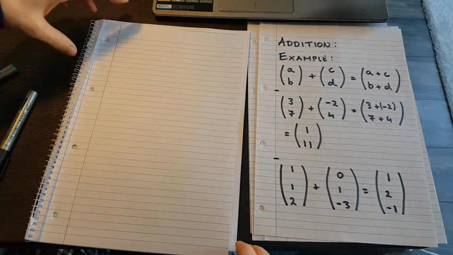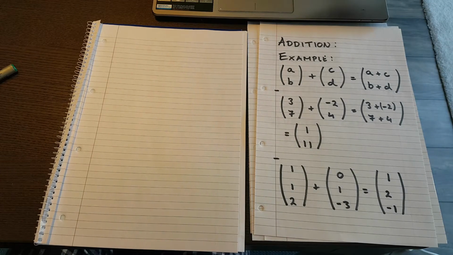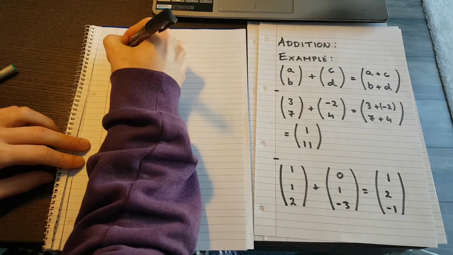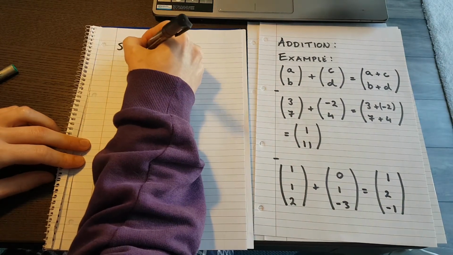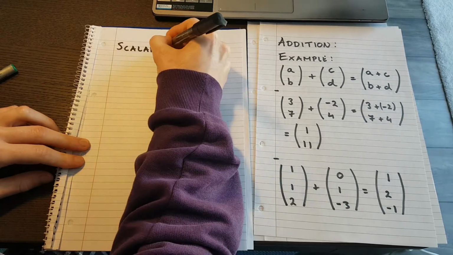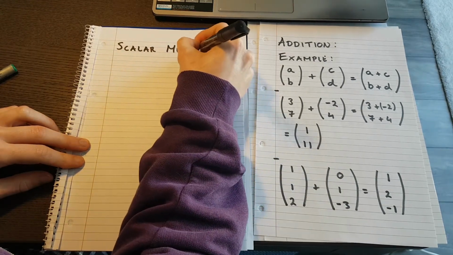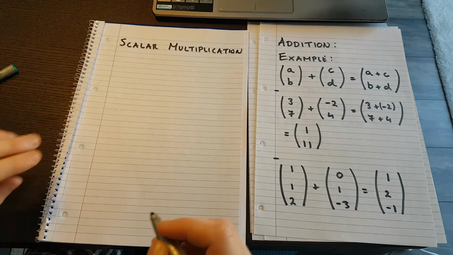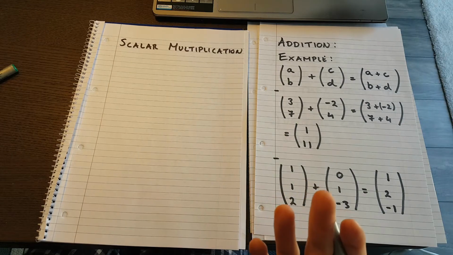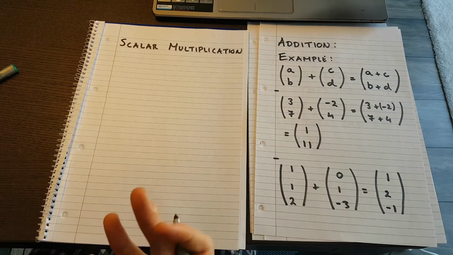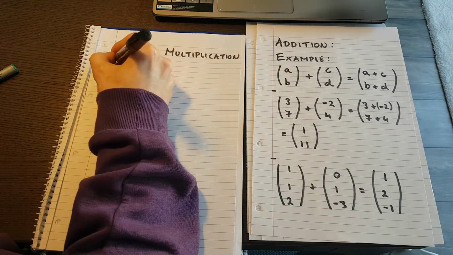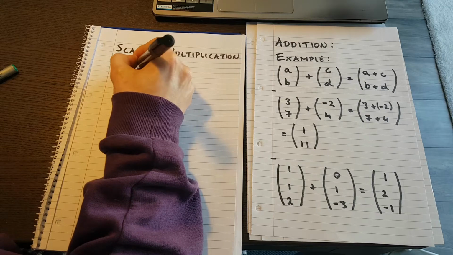I'll talk about how to visually represent these in just a moment, but I want to talk about the basic operations first. And the next one is what's called scalar multiplication. Scalar multiplication is like stretching or contracting a certain vector based on some scaling number. So here's the kind of rule that works for everything.